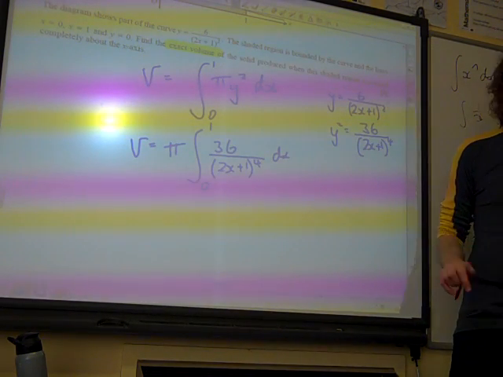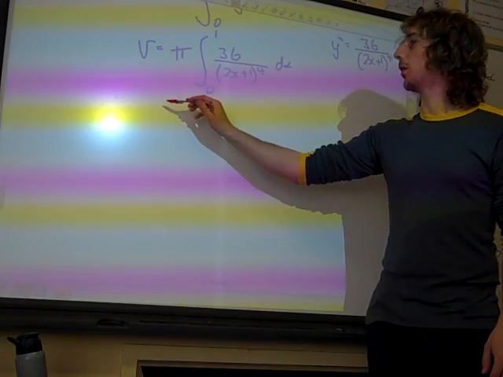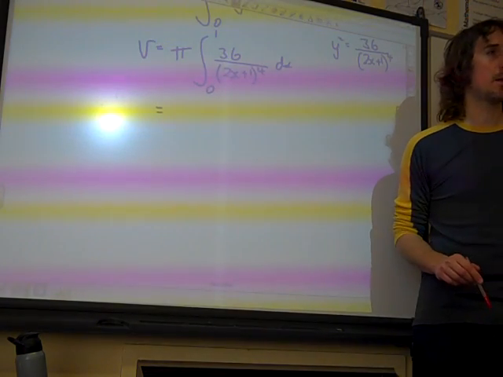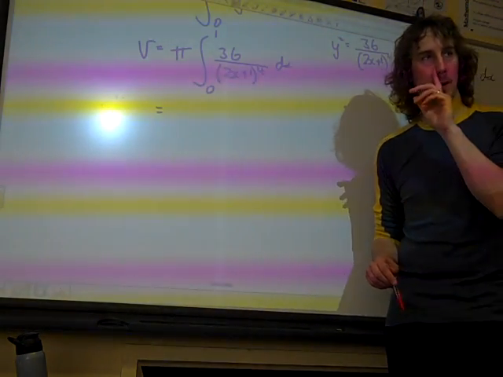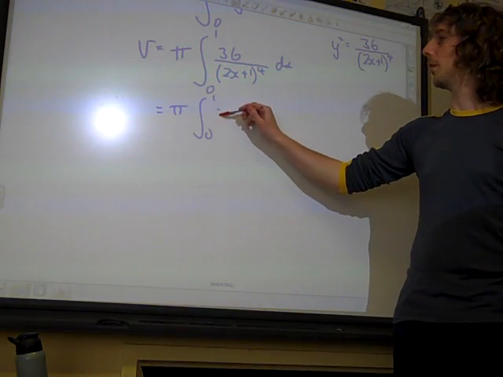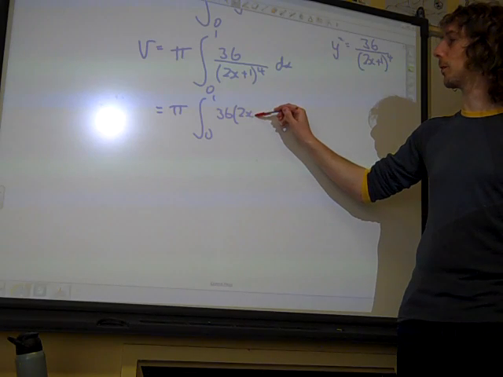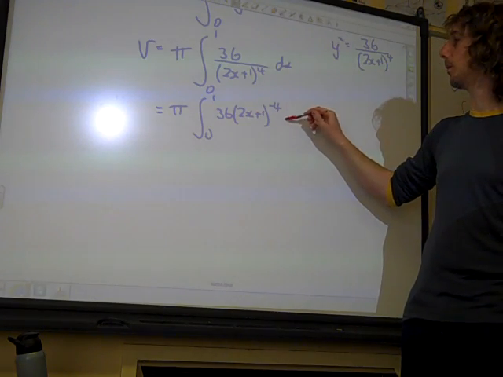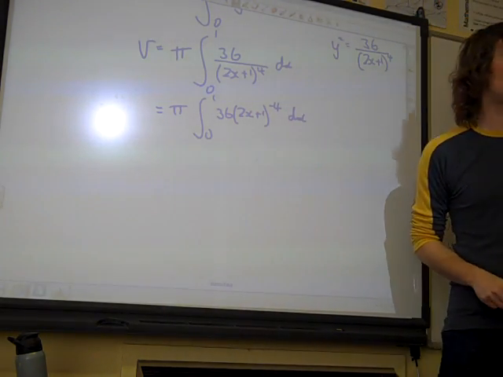Now you may feel that you're confident with integrating that straight away, but I'm going to take another step and write this out a little bit more first. I'm going to write it as 36 lots of (2x plus 1) to the minus 4 before I start integrating.